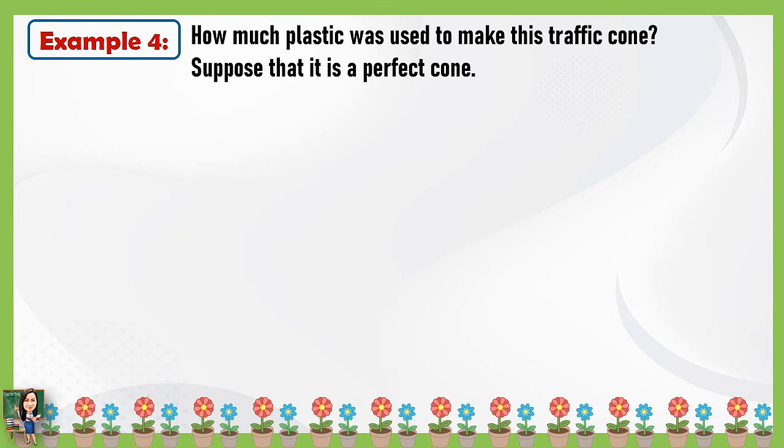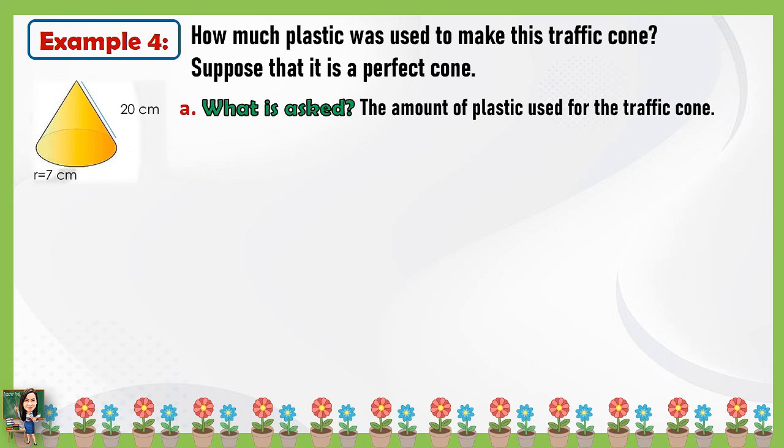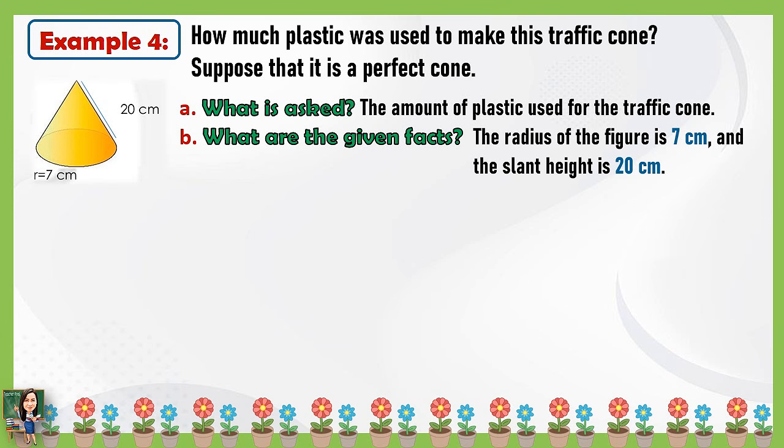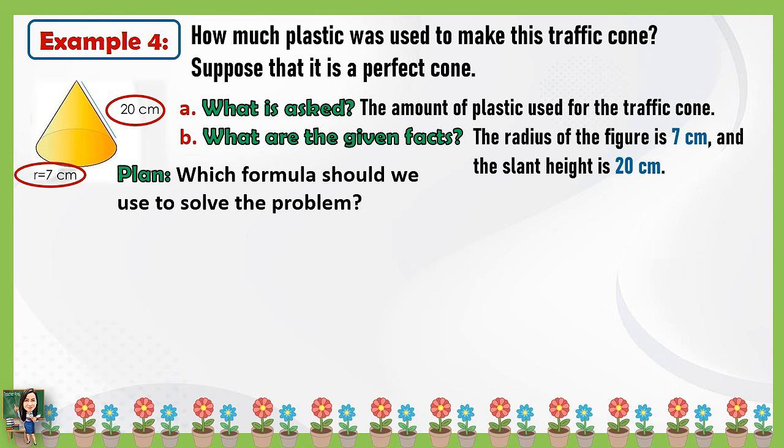Example number 4. How much plastic was used to make this traffic cone? Suppose that it is a perfect cone. What is S? The amount of plastic used for the traffic cone. What are the given facts? The radius of the figure is 7 cm and the slant height is 20 cm. Plan. Which formula should we use to solve the problem? We will use the formula surface area equals pi times radius times slant height plus pi times radius squared.